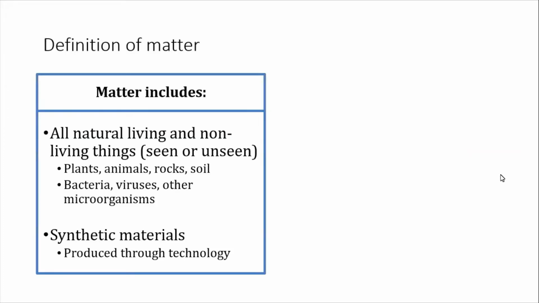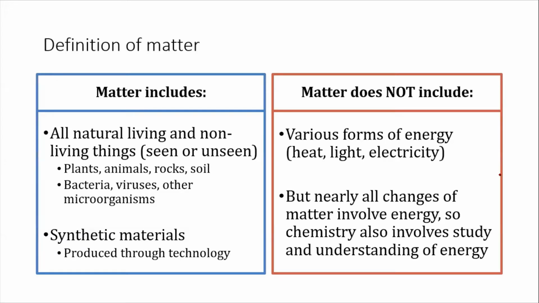So let's define matter. Matter includes all natural, living, and non-living things, seen or unseen. So things like plants, animals, rocks, soil, bacteria, viruses, or other microorganisms. It also includes synthetic materials produced through technology. So you might be thinking, all right, that's basically everything. So what does matter not include? Matter doesn't include various forms of energy, like heat, light, and electricity. If you think of these things, do they occupy space and have mass? No, not really. Heat, light, and electricity, they don't occupy any space. They don't have any mass. So those forms of energy are not included as matter.